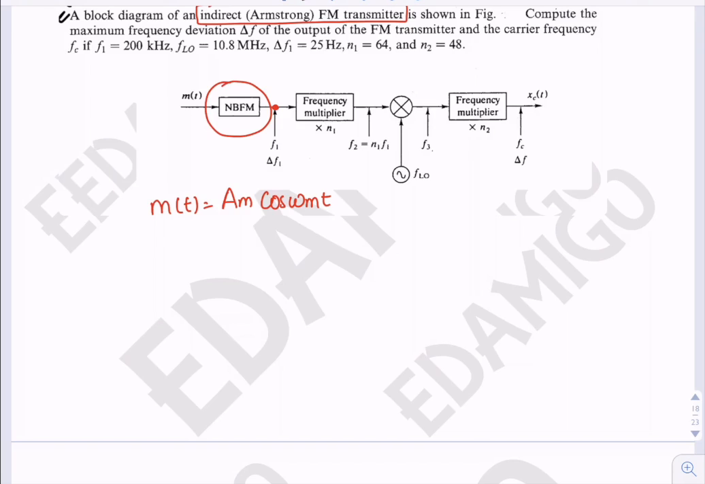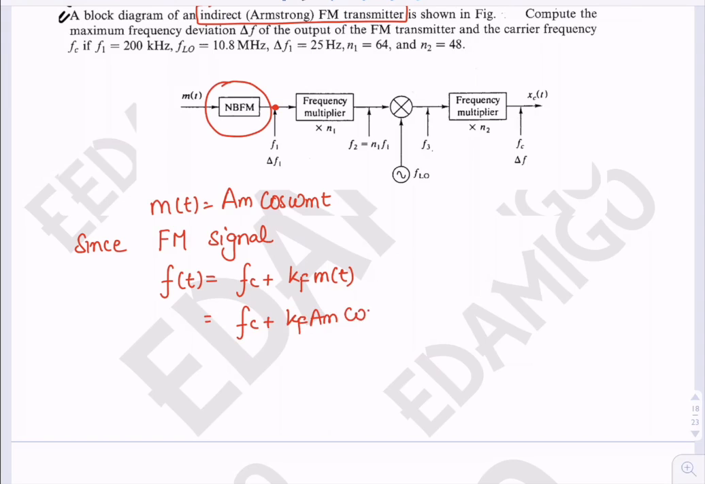So for NBFM, the expression will be Ac cos. So let me first of all write, since it is an FM signal, f(t), that is the instantaneous frequency of the carrier signal, will be fc plus kf into m(t), that is fc plus kf into Am cos of omega m t. Okay, so this is the frequency with respect to time of the carrier.